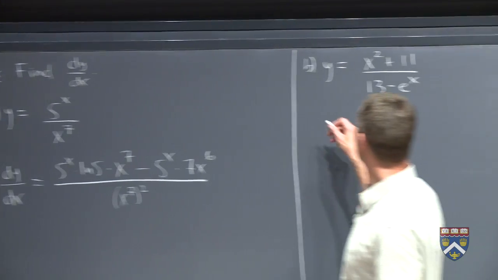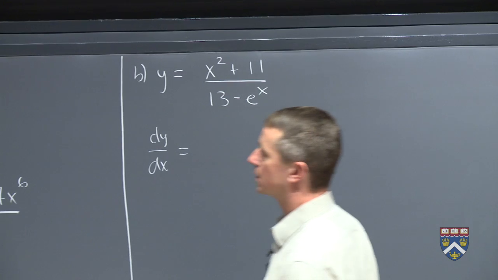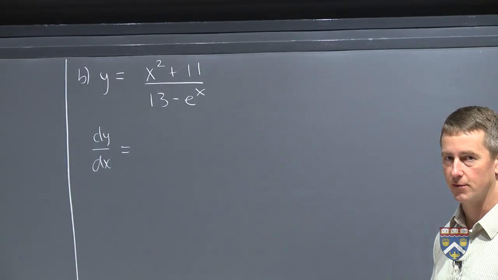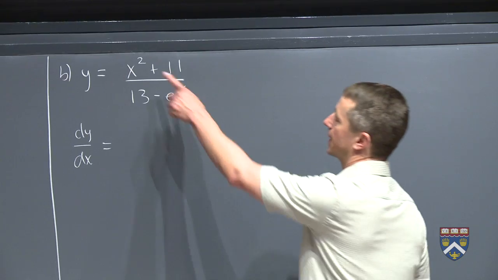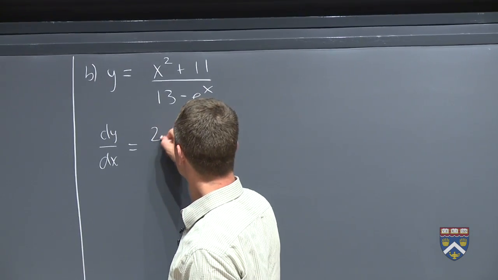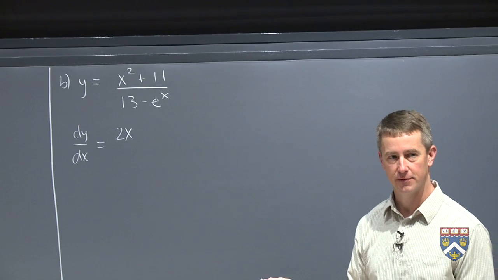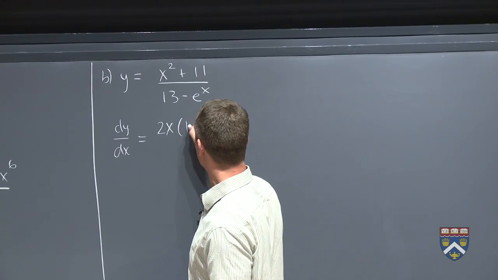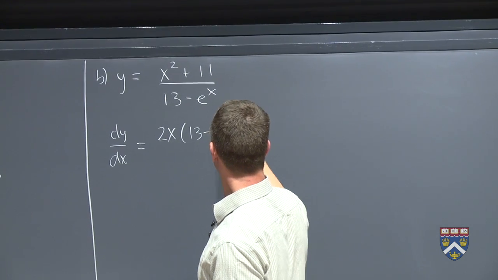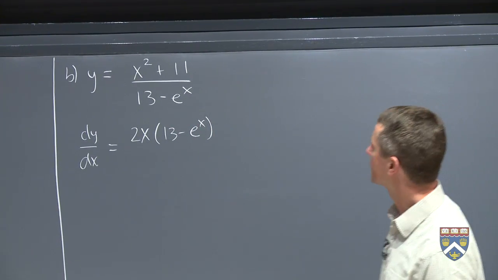Let's try this one. So quotient rule says you start with the derivative of which one, top or bottom? We have to start with the derivative of the top. So the derivative of x squared is 2x. 11 is an adding constant, and we know that the derivative of any constant is 0. So we get 2x, and we multiply that by the bottom. Right? And we need those parentheses because the 2x has got to multiply the entire denominator.